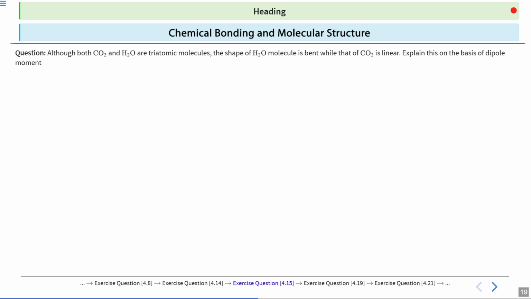Now talking about CO2 and H2O, we know very well from our previous discussion that CO2 will have a zero dipole moment and your water molecule will have a net dipole moment which is not equal to 0. So let us try to see this and then arrive at the final shape, that is, why the shape of H2O is bent and why for CO2 it is linear.